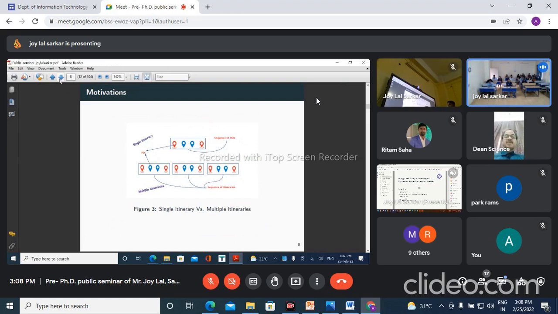What is a single itinerary? You can see these are all POIs. This POI may be Ujjain Valleys, maybe one POI, maybe Sipai Jagan. Okay, so like that, a lot of POIs are there. Maybe a movie hall or maybe anything. So this is called a single itinerary. But in our case, we have considered the concept of multiple itineraries.